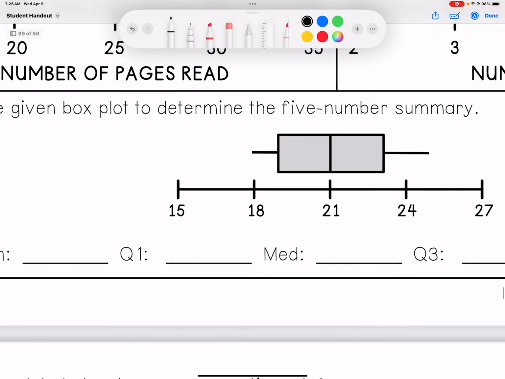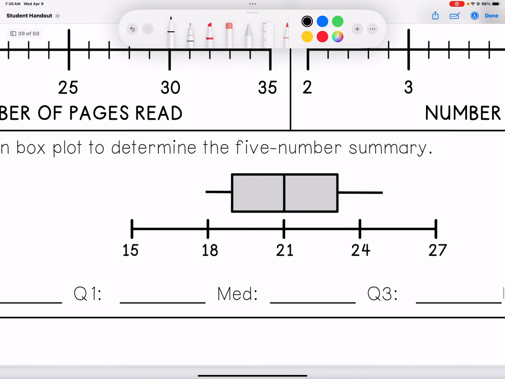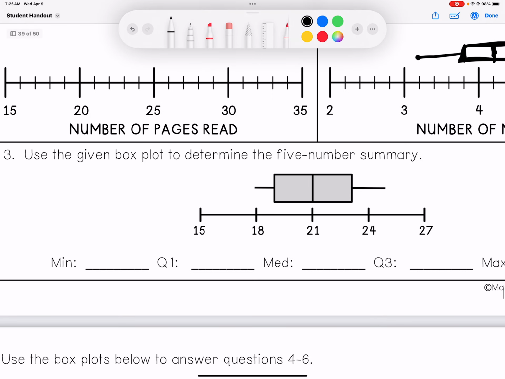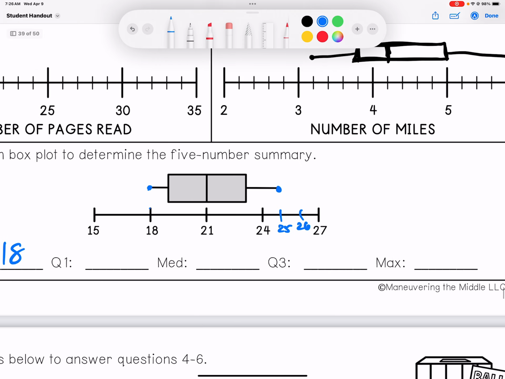All right, use the given box plot to determine the 5-number summary. I'm gonna let you do that. Ready, go. All right, welcome back. The minimum is right here. That's 18. Maximum is right here. So in between these is probably 25 and 26. That's closer to 25. So the maximum is 25.